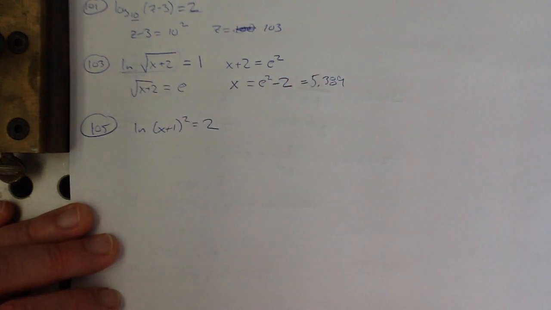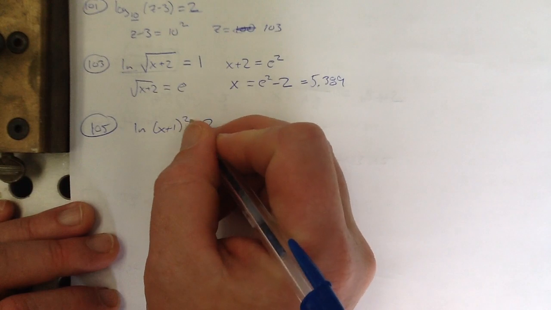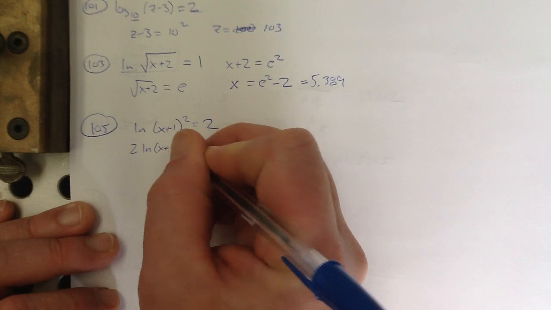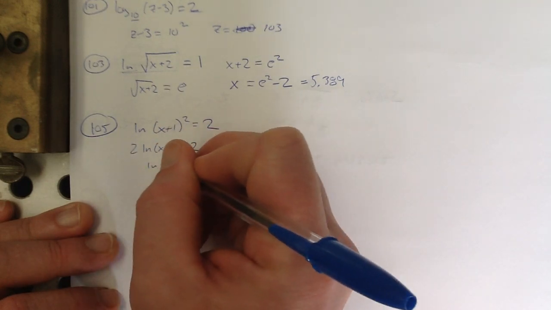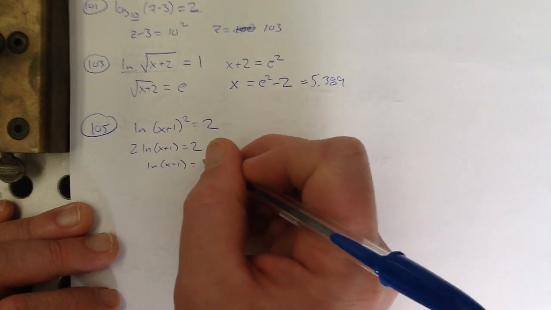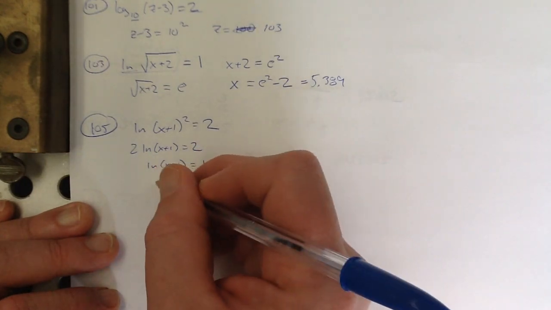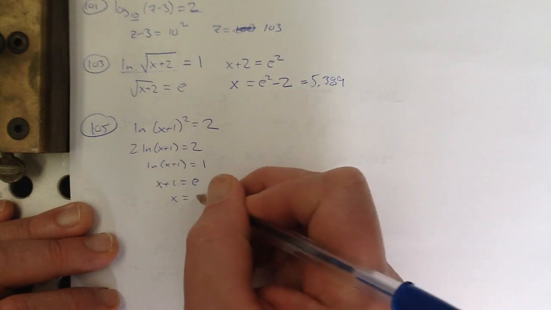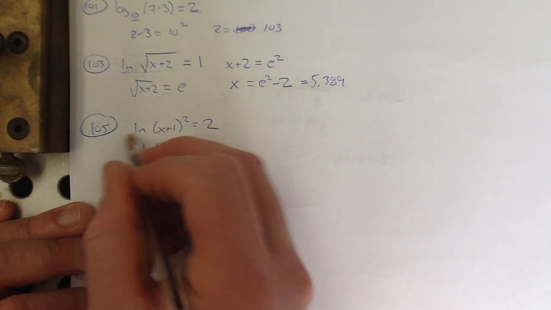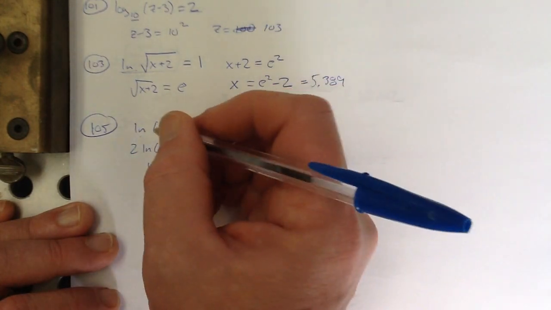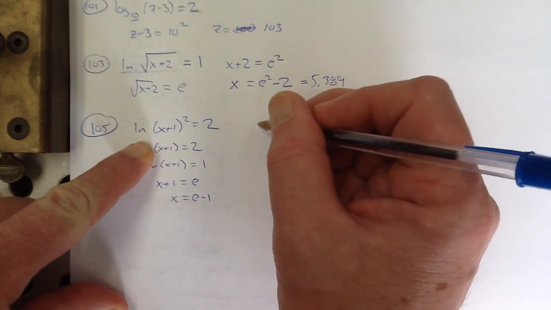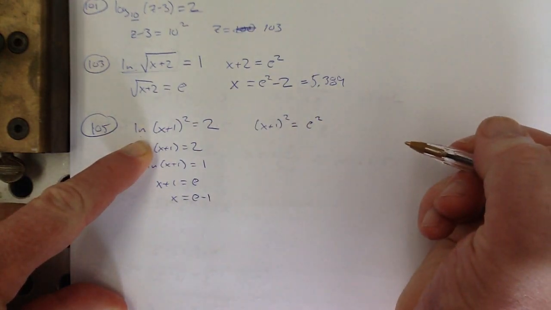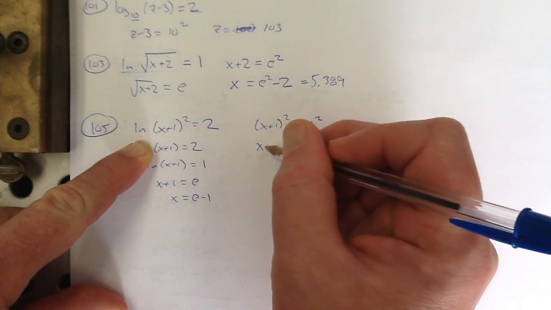A couple things that you could do here. You could bring this out to the front first if you wanted to. Like, oh, I know a logarithm rule. Cool. And then divide both sides by 2. And that means x plus 1 has to equal e to the 1. So x is e minus 1. Other way to do it would just be to rewrite it, like x plus 1 squared is equal to e squared. And then you take the square root of both sides.